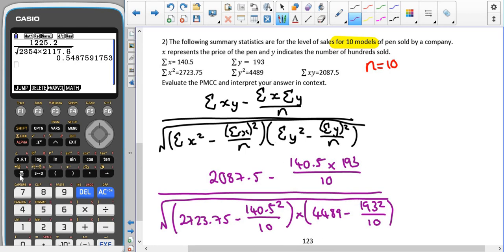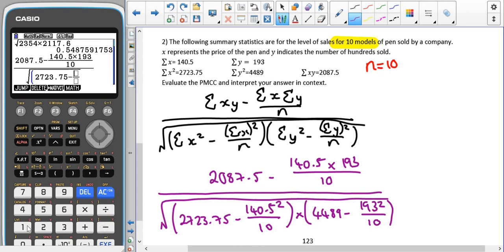So now we need to put this into our calculator. So fraction button, 2087.5 minus fraction button again, 140.5 times 193 over 10, down to get onto the bottom of the other fraction, square root, open bracket, 2723.75 minus fraction 140.5 squared onto the bottom, divided by 10, close bracket, times, open bracket, 4489 minus fraction 193 squared, down to get onto the bottom, over 10, close bracket.